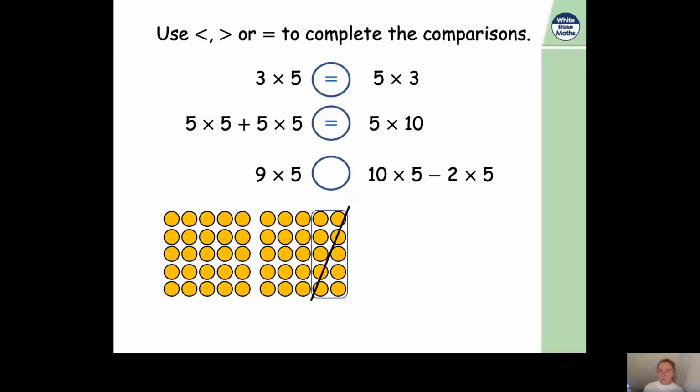So we've got our array of 10 multiplied by 5. We've taken away 2 columns. And how many columns do we have left? Yes, we have 8. So it would be 8 multiplied by 5. So we have 9 multiplied by 5 and 8 multiplied by 5. So we need the more than or the greater than sign. Well done if you got those right.